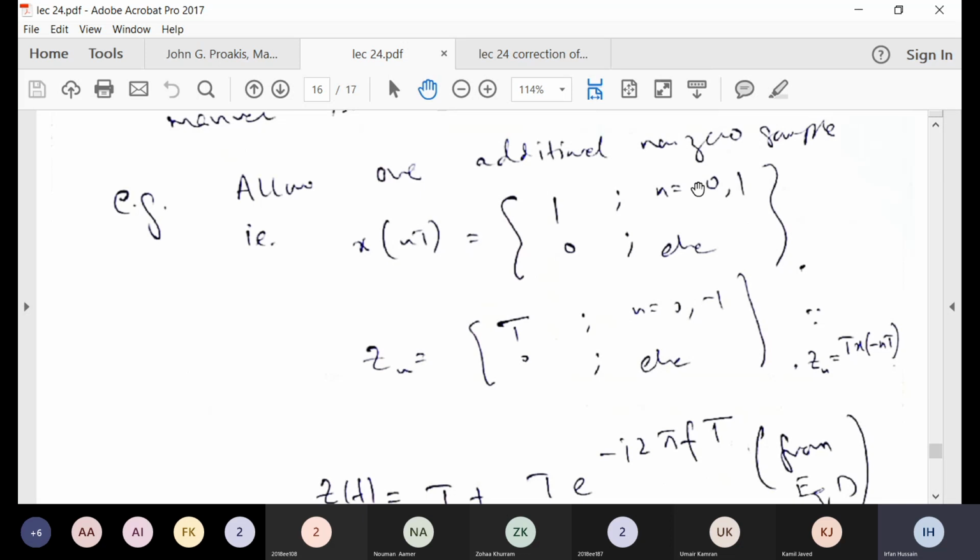So x of nT is this. So what will be my z of n? We have already seen that in our criteria z of n is equal to T into x of nT. This means z of n will have a value of T at two values of n, which means n is equal to 0 as well as n is equal to 1, which will now become minus 1 for z of n. So z of n will be existing at 0 and minus 1.